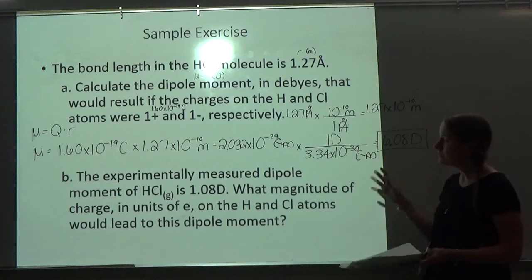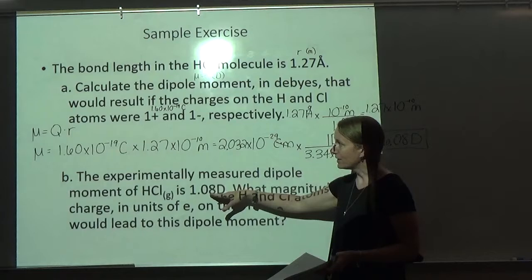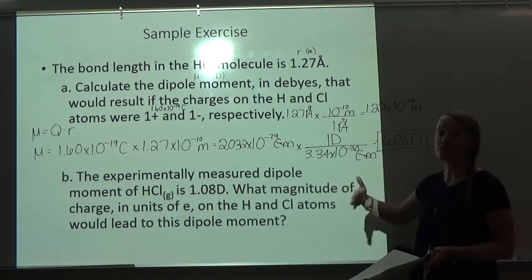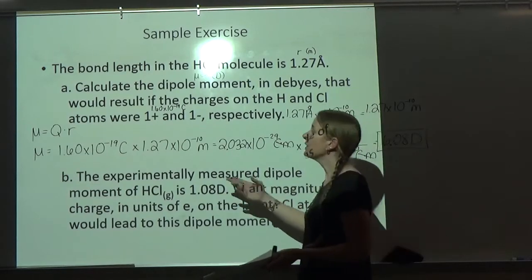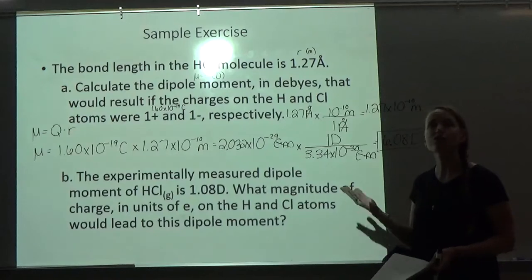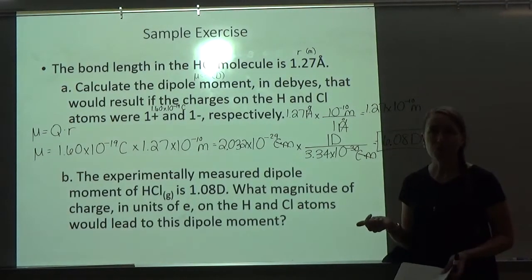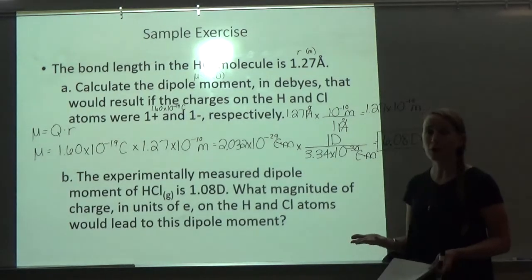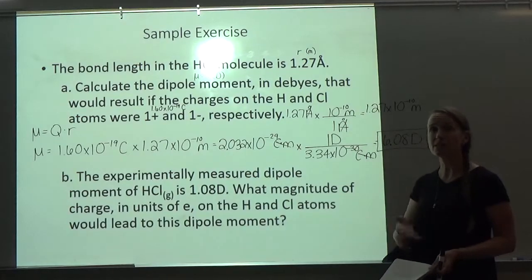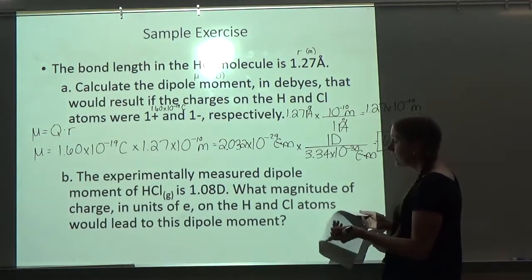Alright, so what we're doing on this one is we're kind of working backwards. Here we have the dipole moment, we still know our distance, we're trying to figure out what's the charge. Because we already know it's not a full positive and full negative charge because they're sharing the electrons. That's why our whole dipole moment's wrong. It's just going to be a partial positive and partial negative charge. So what we're trying to figure out is what is the partial positive and partial negative charge? Alright, so we're going to work our way backwards here.